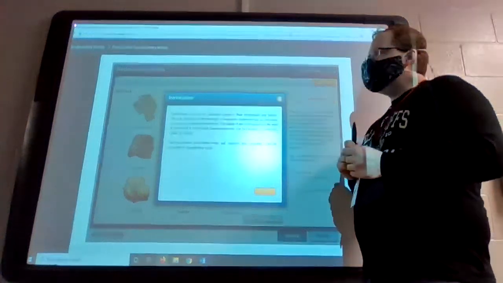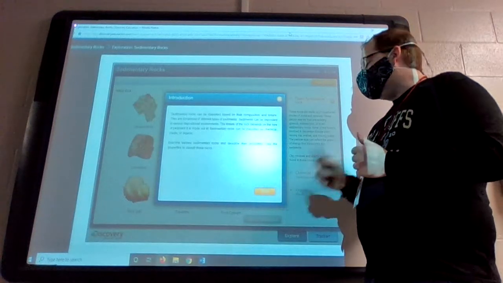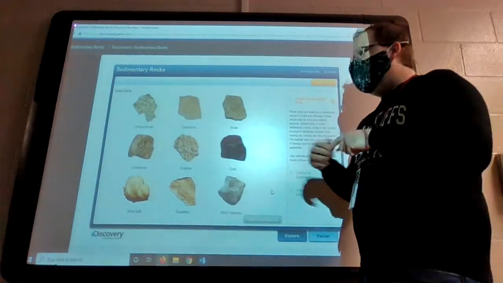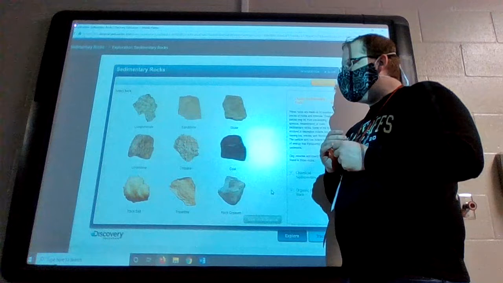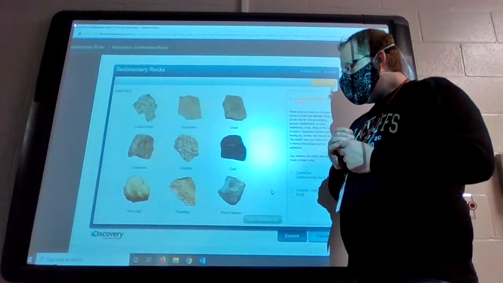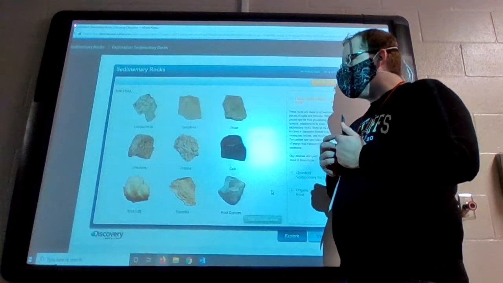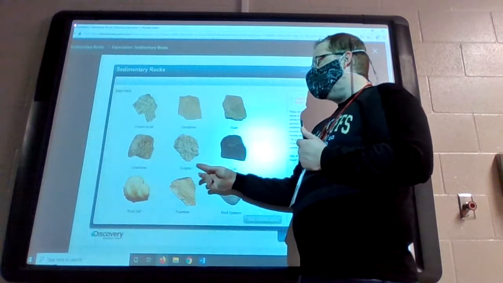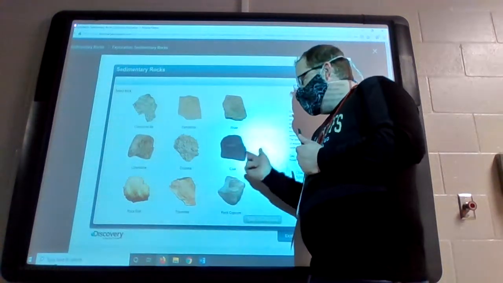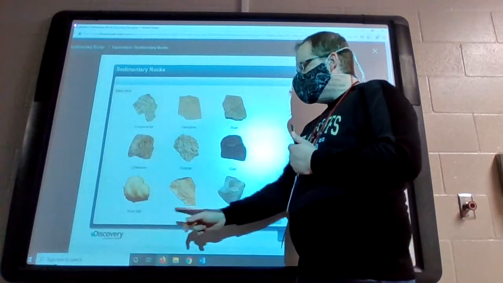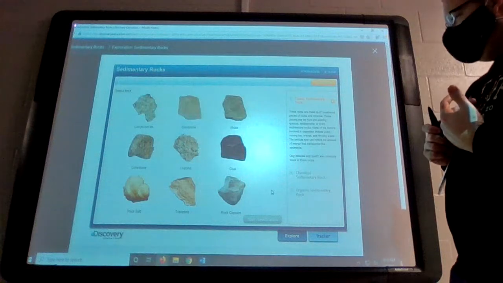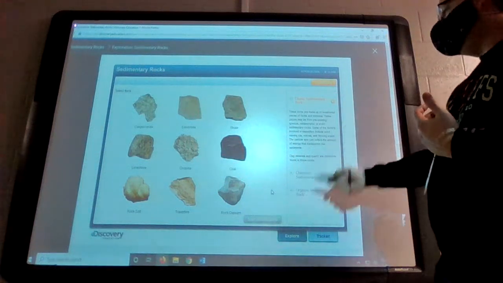So what we're doing today is sedimentary rocks. They've got a little introduction where they explain what's going on. We have 9 different sedimentary rocks here. These are pretty regular straight-up rocks. We've got conglomerate, limestone, sandstone, coquina, shale, coal, rock gypsum, travertine, rock salt, all different types of sedimentary rocks. And they want us to classify them.